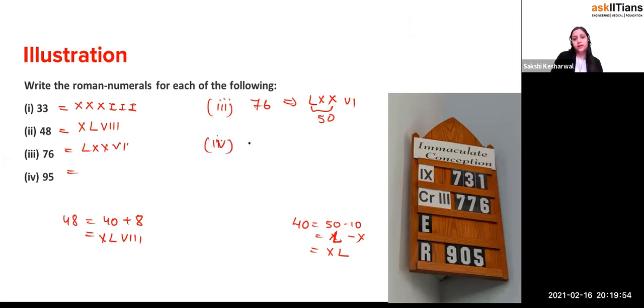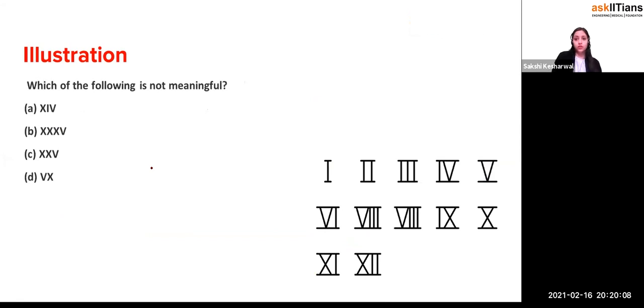Now coming to 95, right? So how are you going to write 95? First you will write 90 plus 5. Just now we wrote 90, that is XC, right? Plus 5, which is V, so this is XCV, right?